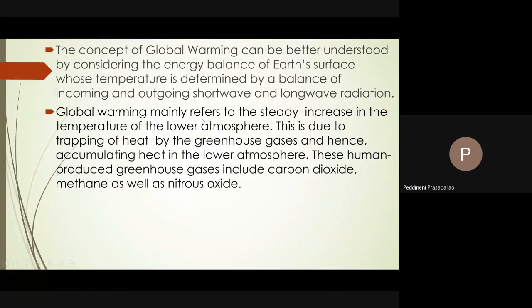Global warming mainly refers to the steady increase in the temperature of the lower atmosphere. This is due to the trapping of heat by greenhouse gases, and hence the accumulating heat in the lower atmosphere. These human-produced greenhouse gases include carbon dioxide and methane as well.